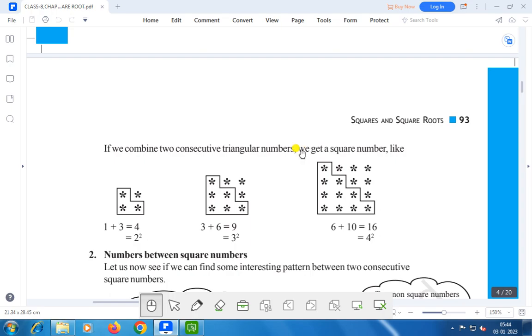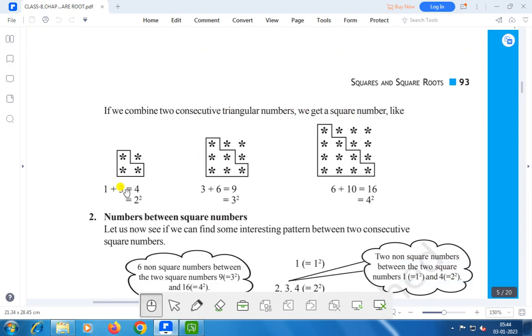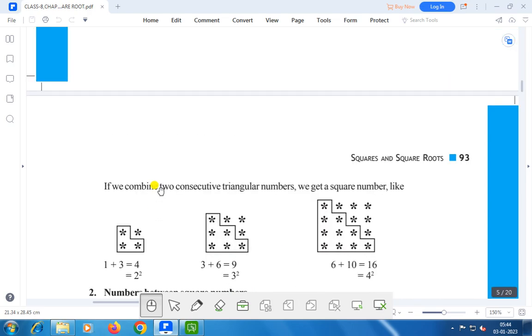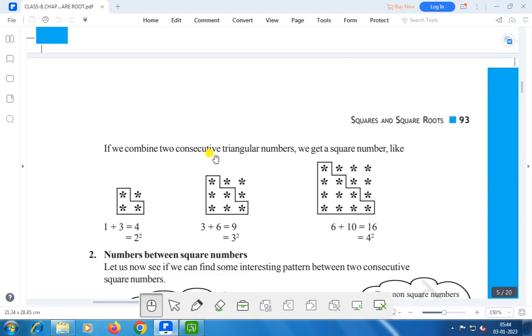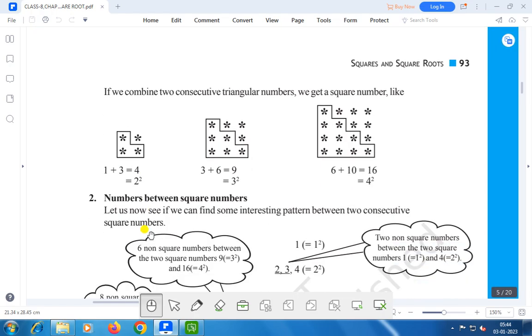If we combine two consecutive triangular numbers, we get a square number like this. 1 plus 3 is 4. 3 plus 6 is 9. 6 plus 10 is 16, which is 4 squared.